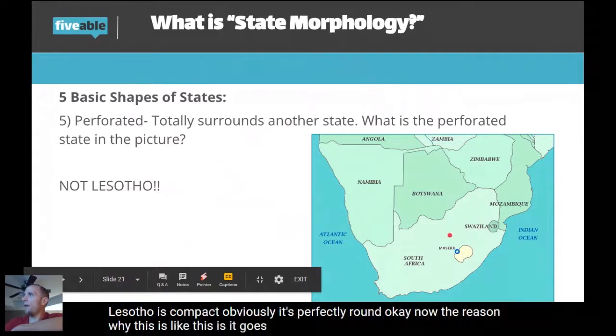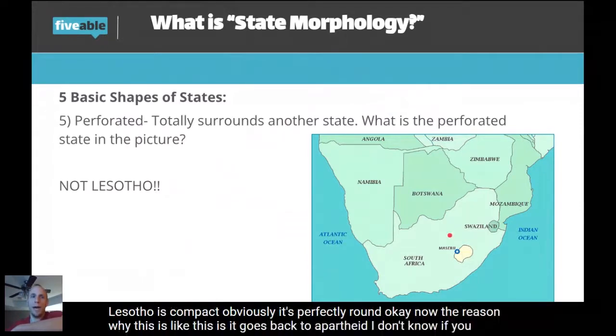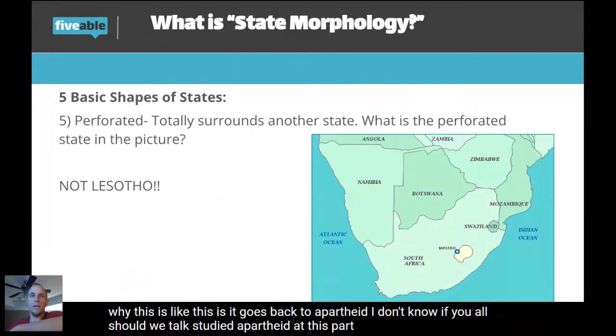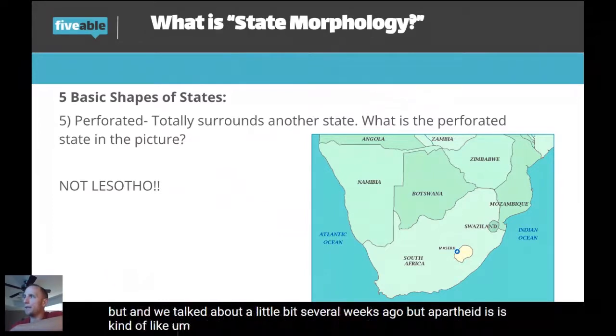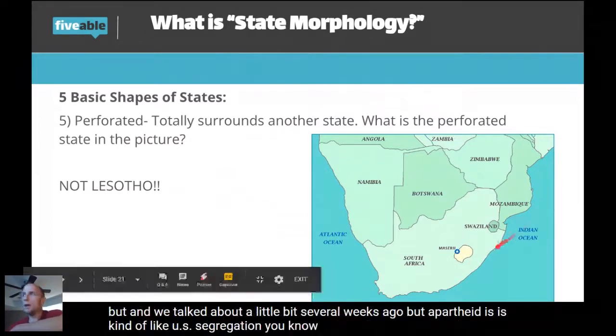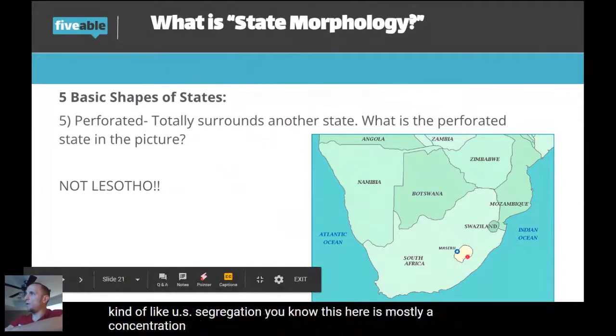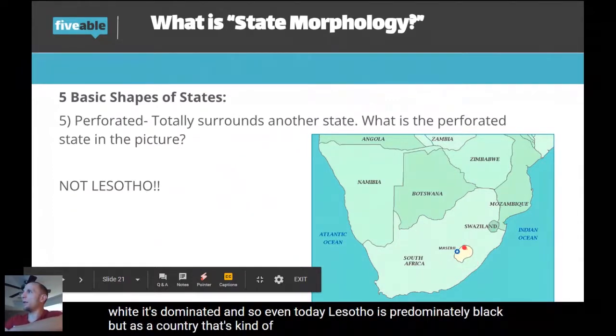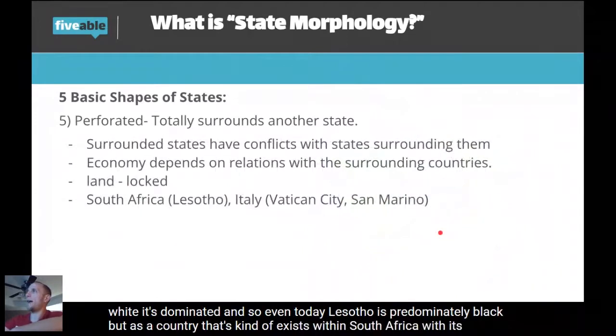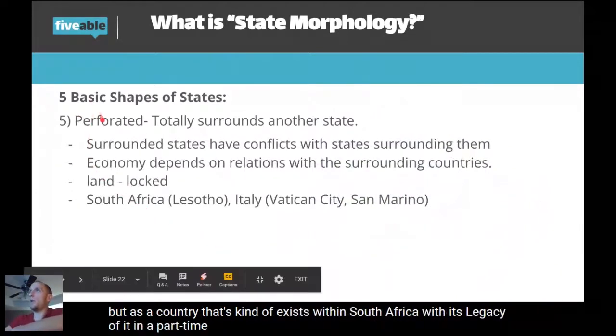Okay. Now, the reason why this is like this goes back to apartheid. I don't know if y'all have studied apartheid at this point of the course, but we talked about it a little bit several weeks ago. But apartheid is kind of like U.S. segregation. This here is mostly a concentration of blacks in an area that was a minority white, but whites dominated. And so even today, Lesotho is predominantly black, but it's a country that kind of exists within South Africa with its legacy of apartheid.